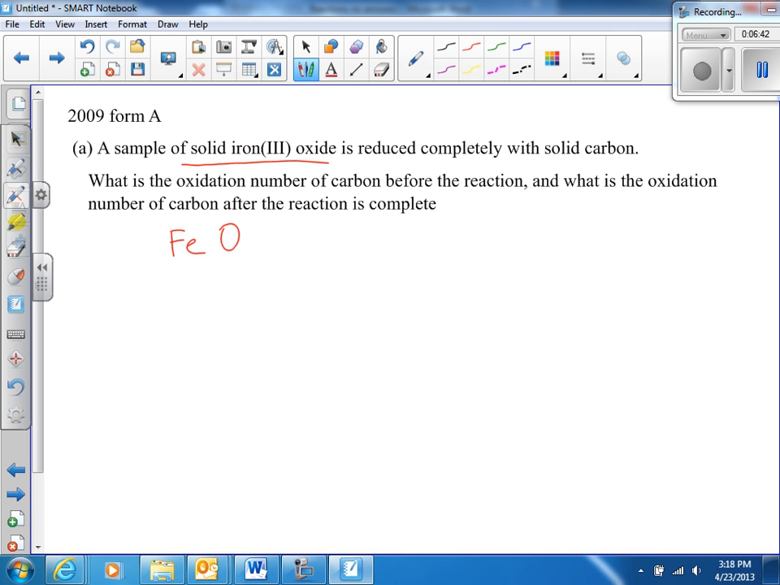Iron 3 oxide, O is -2, Fe is +3, so Fe2O3. Okay, they're telling you what happened. It's reduced completely with solid carbon. This iron 3 oxide is getting reduced. O -2 can't go down any further, so it's the iron that's getting reduced. Completely means to just Fe0.